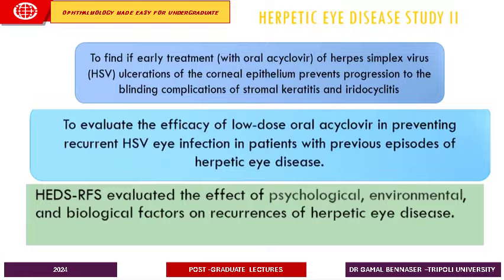The second trial was to evaluate whether a low dose of acyclovir is useful in preventing the recurrence of herpes simplex keratitis, either in the epithelium or in the stroma. And the third trial was to evaluate the effect of psychological, environmental, and biological factors on recurrence. That's the stress and the ultraviolet and so on.